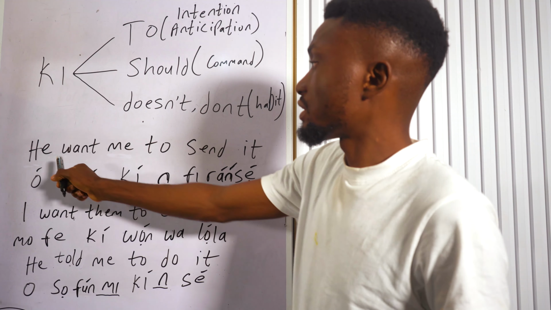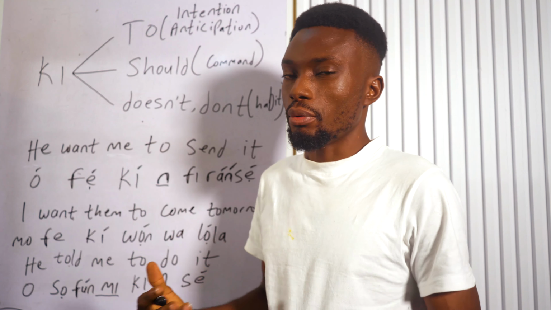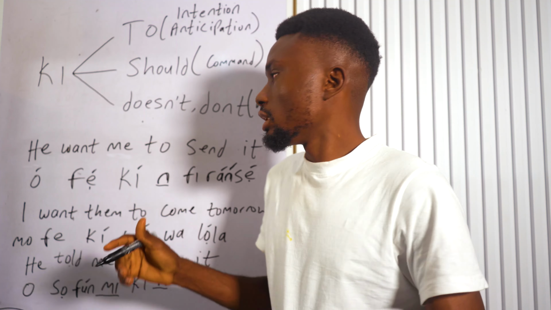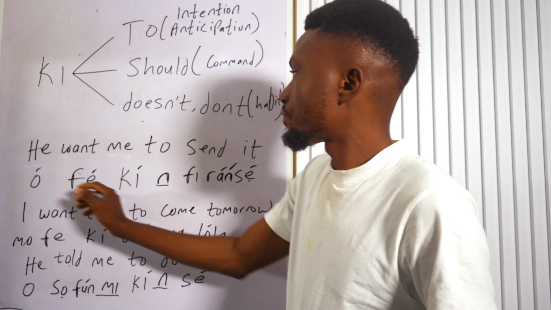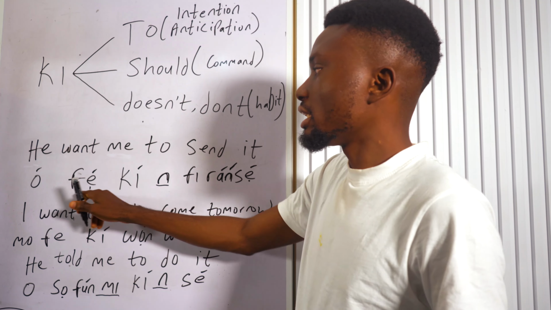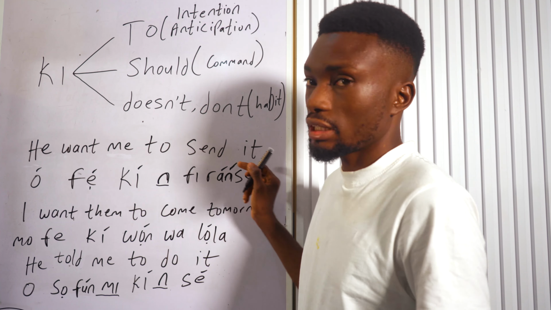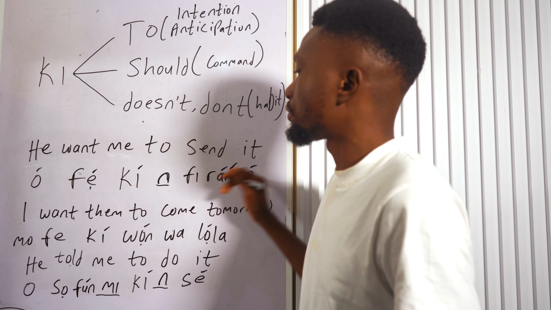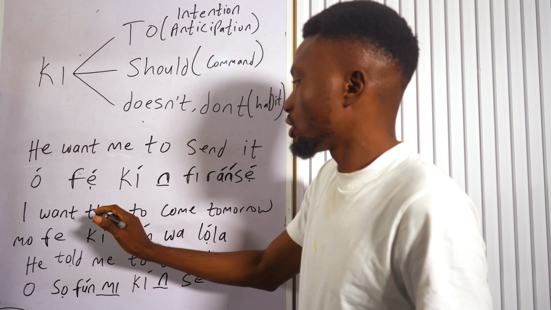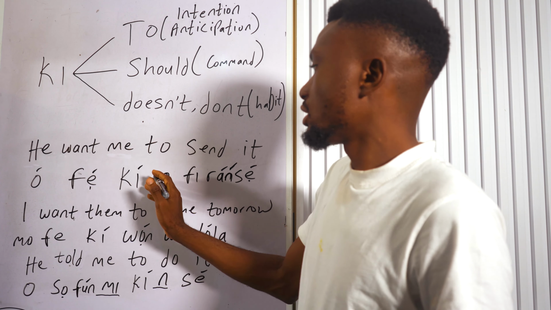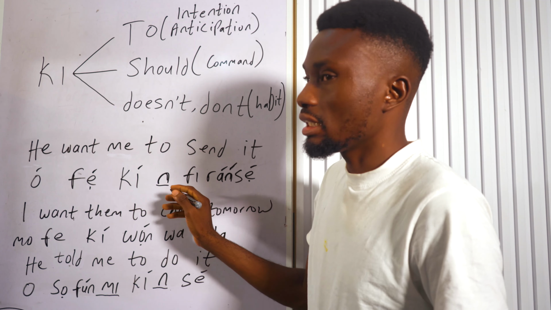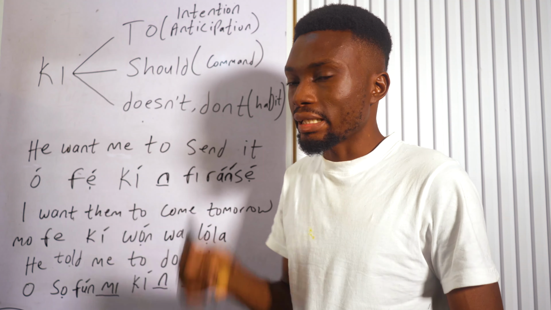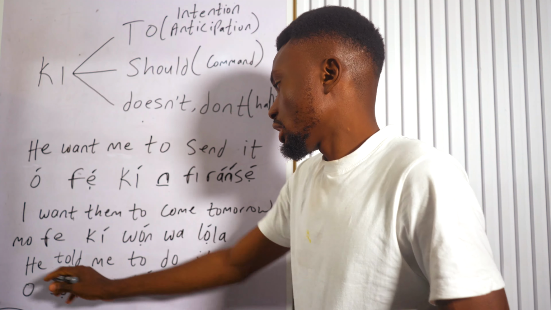The thing is, a different verb actually determines different nuances that will come into play. So, he wants me to send it: Ó fẹ́ kí n fi ránṣẹ́. We won't say ó fẹ́ mi kí n fi ránṣẹ́. This one is very direct. When it is want, you don't need to put the pronoun before kí. You put the pronoun after kí. But even if it's not want, whatever verb it is, the pronoun will come again after kí.